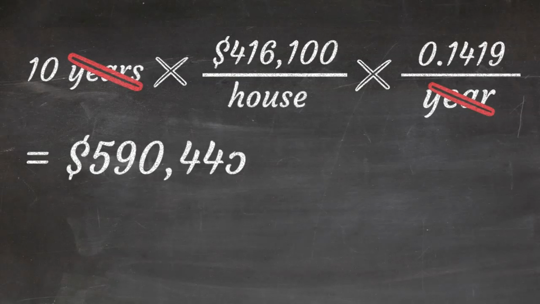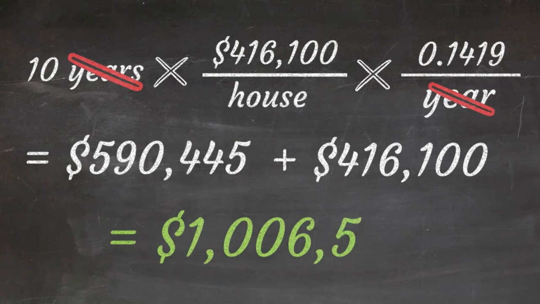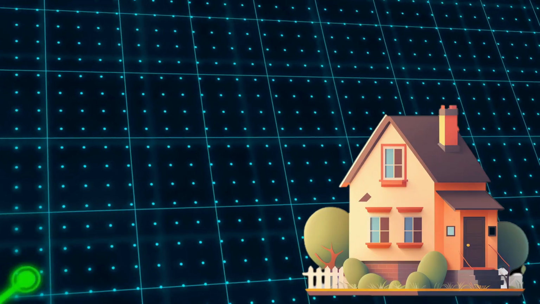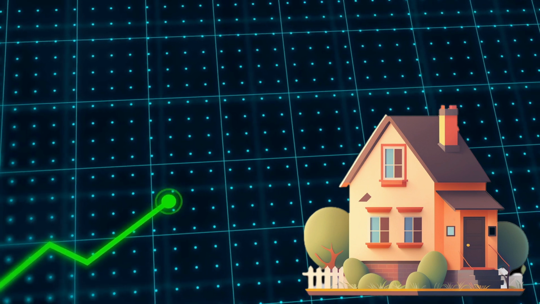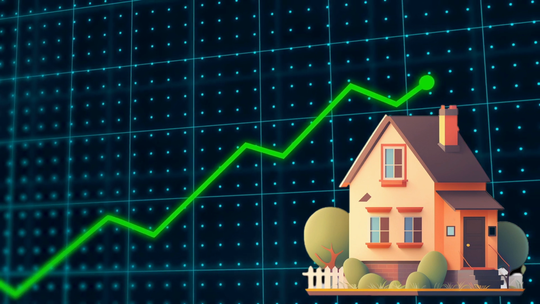No, that's not the actual price of the house. That is how much the house has appreciated in value over the 10 years. The actual price of the house is $590,000 plus $416,000. So the final value of the house would be $1,006,545. How crazy is that? Your $416,000 home has appreciated to over $1 million. And in 10 years, it has more than doubled in valuation.